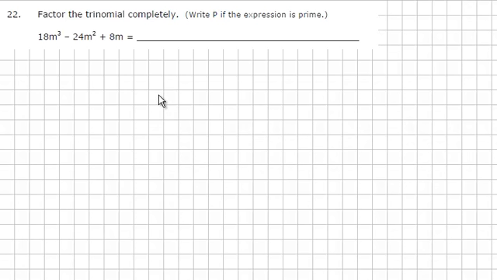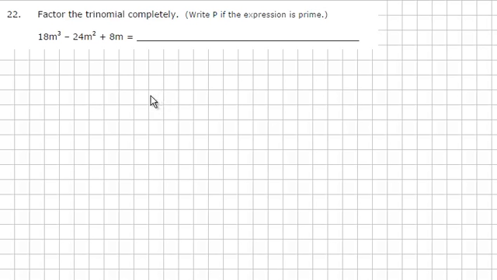Factor the trinomial completely. 18m cubed minus 24m squared plus 8m. First of all, recall that factoring is doing multiplication in reverse. Our trinomial contains three terms where the terms are being subtracted and added. Our goal is to find polynomials that when multiplied together will give us this trinomial.